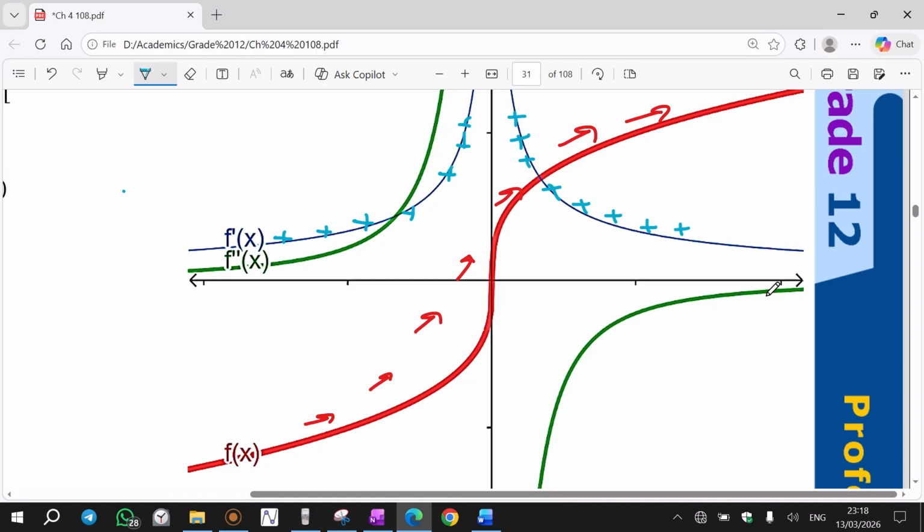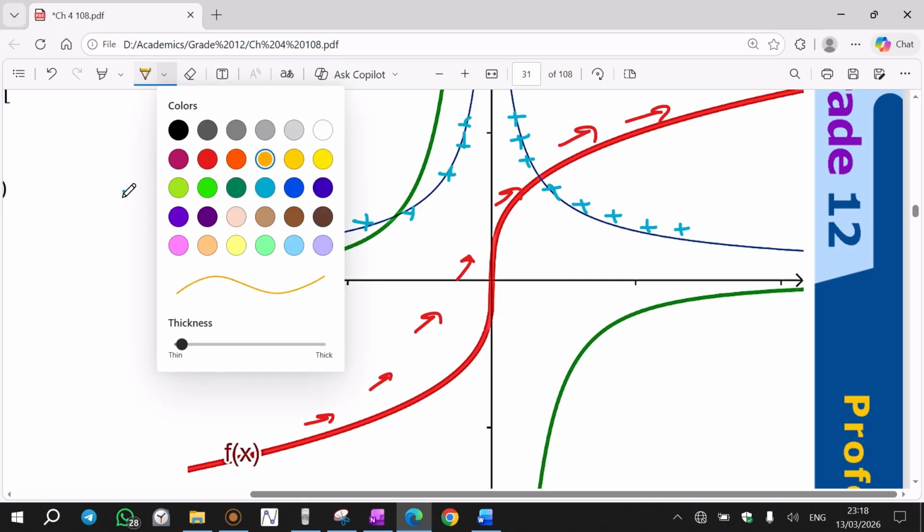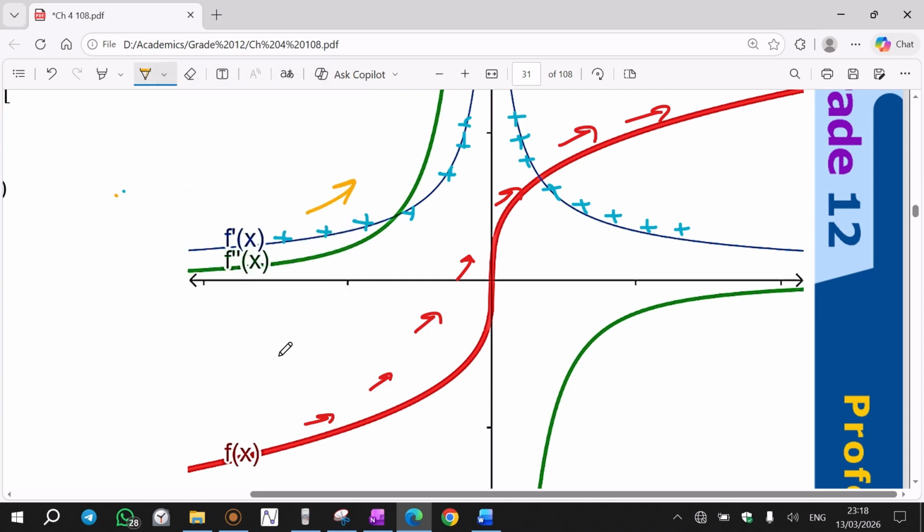Now if I look at increase, decrease on f prime, if f prime is increasing, f is concave, which makes f double prime positive. If f prime is decreasing, f is convex, which makes f double prime negative.